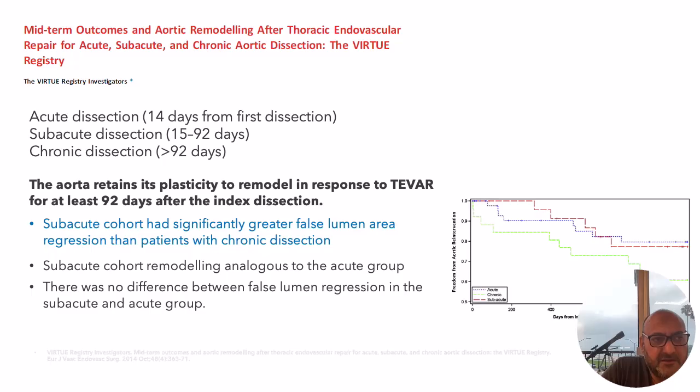So how do you define the acute dissection period? Hyperacute is 24 hours. Acute dissection period is 14 days. Subacute dissection is 15 to 92 days. More than 92 days it becomes chronic. You have to keep in mind that even at 92 days you still have elasticity or plasticity in the aorta, so you can still tack it in and remodel.